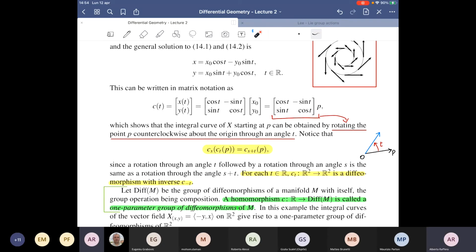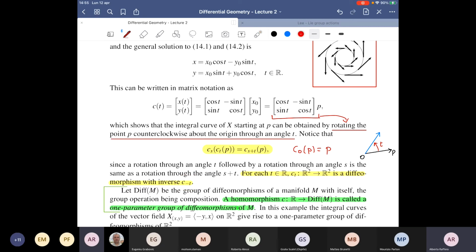Moreover, it is immediate from here, though this is not written here, that at time 0 we are not moving. So at time 0, we are staying where we started. In particular, from this observation and the previous one, what you get is that this map C of t, which can be seen for each fixed time t as a map going from R2 to R2, is a diffeomorphism between R2 and itself with inverse given by C of minus t.